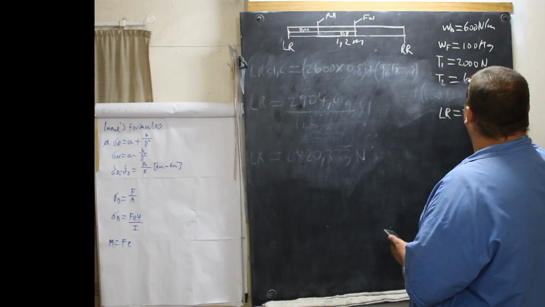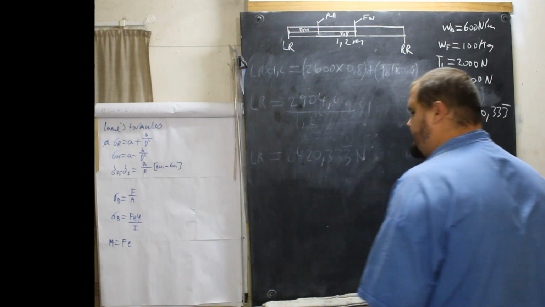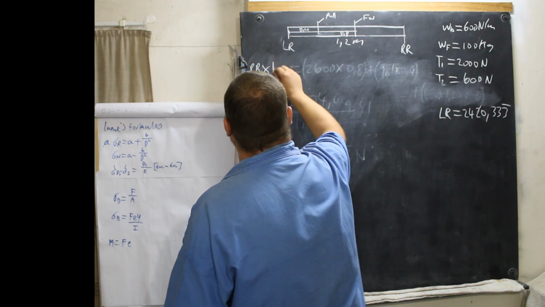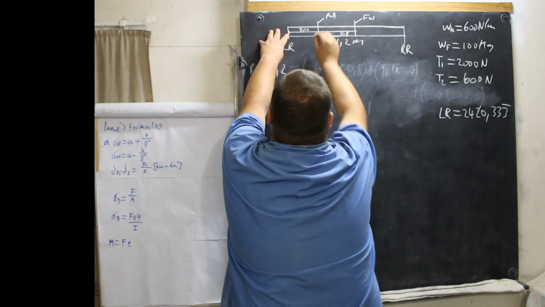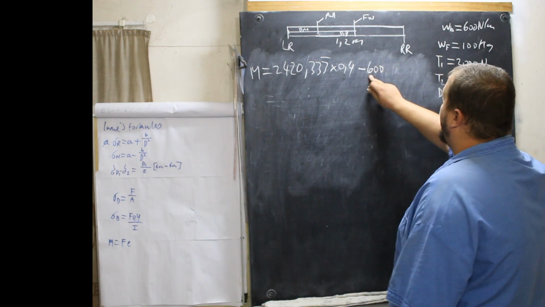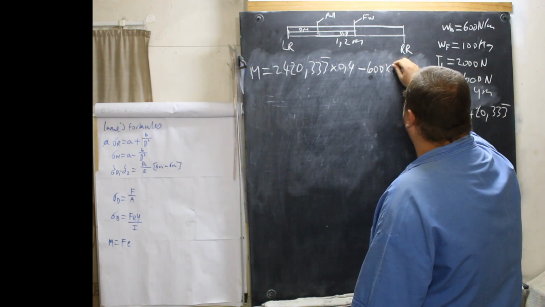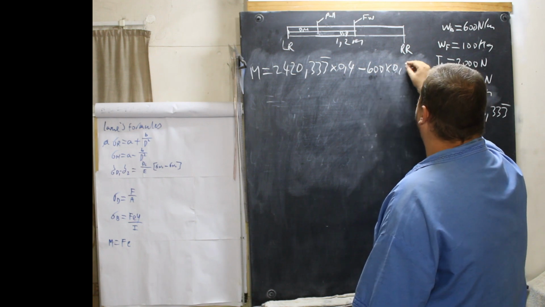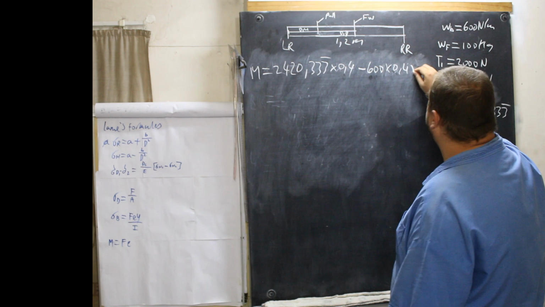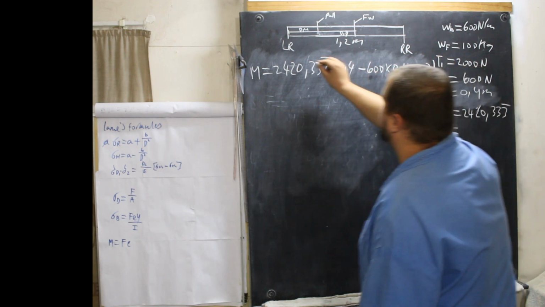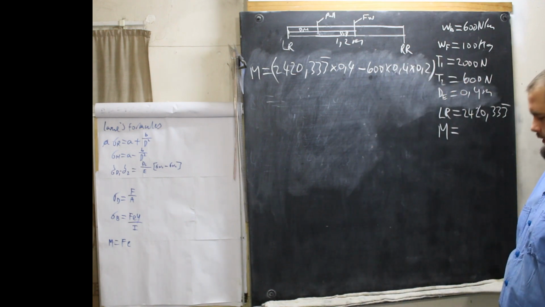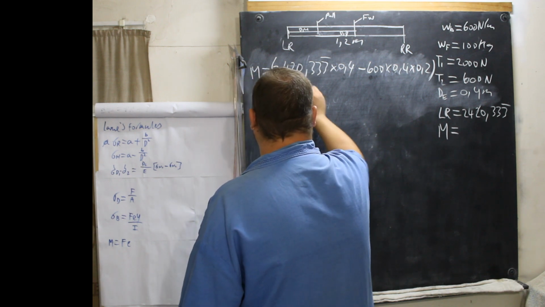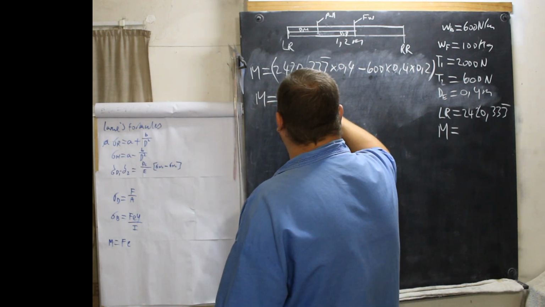Right hand side is not difficult. RR times 1.2. Now from here to the pulley, what we do is take 600, the slack side, times the effective diameter, times half the effective diameter. Okay, and M equals 920.133.